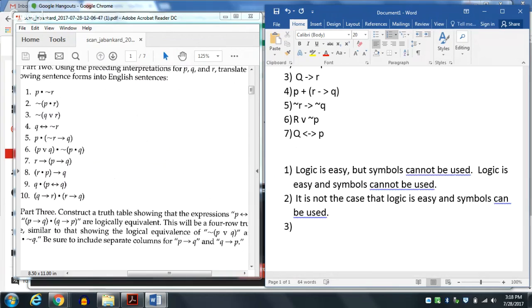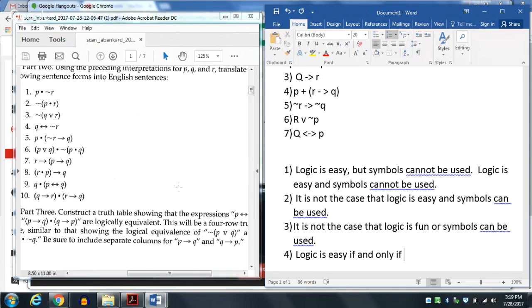Or the next one, there's also a negation outside. It is not the case that logic is fun or symbols cannot be used. Excuse me, symbols can be used. That's just regular R. So we have here, it is not the case. If and only if, number 4, right? Q is logic is easy. Logic is easy if and only if symbols cannot be used, because it's negated. You can see the negation here, cannot be used.